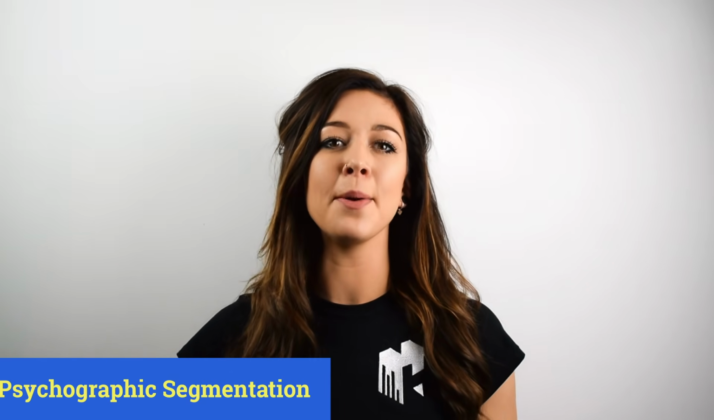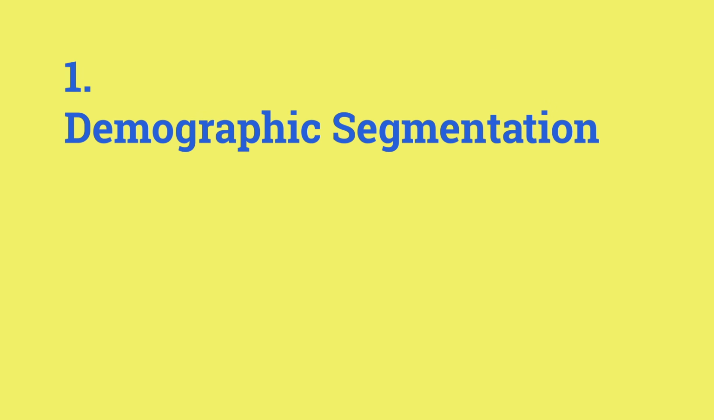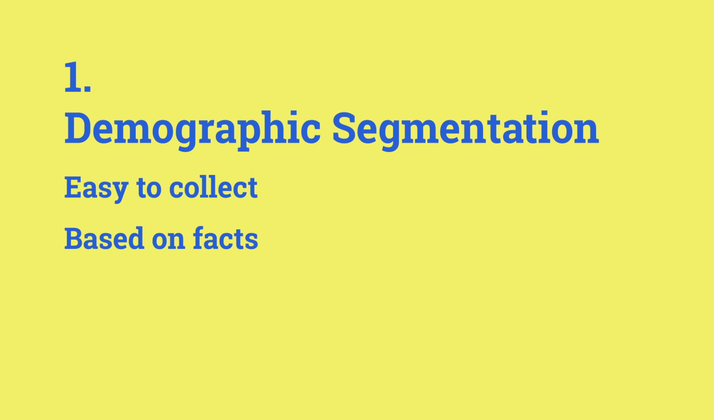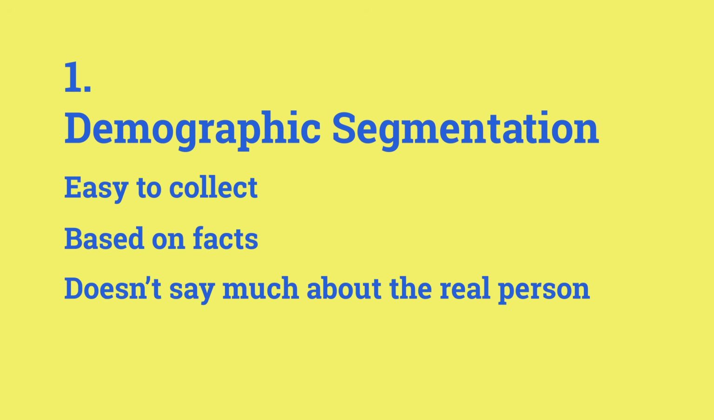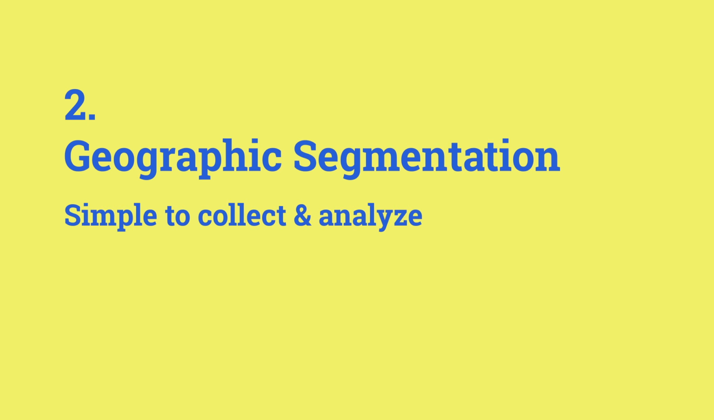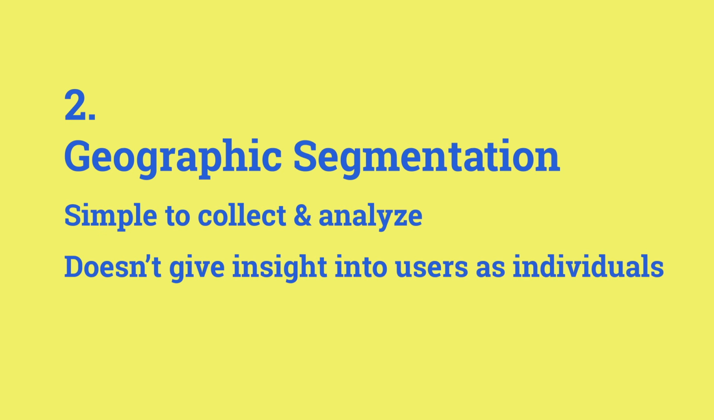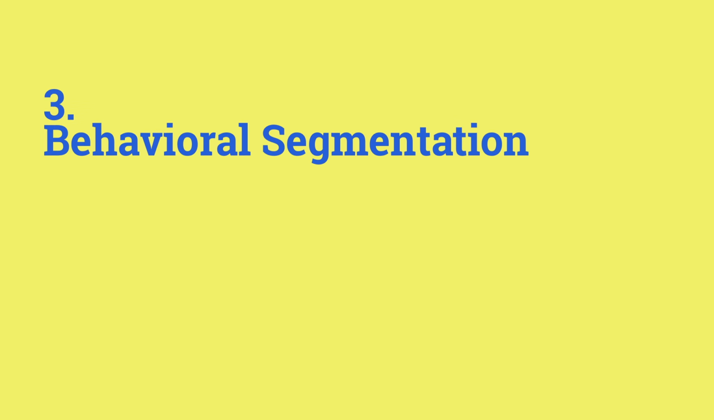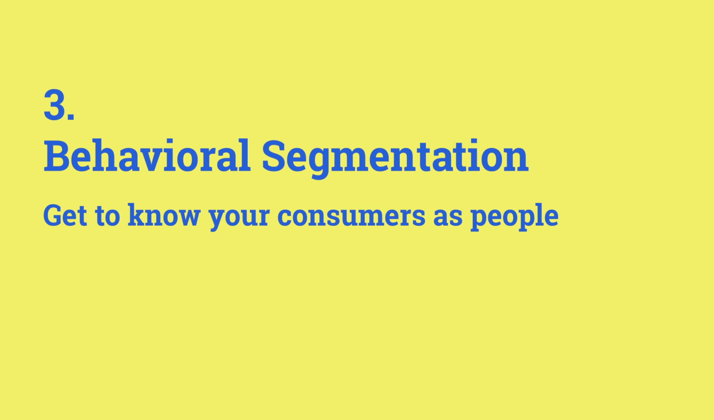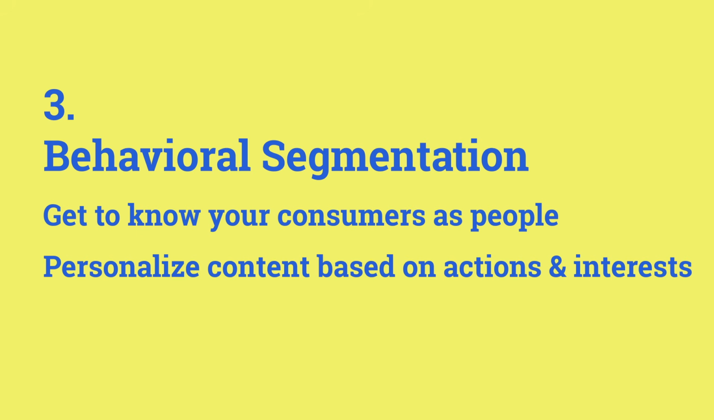So let's recap our main points. Number 1. Demographic segmentation. This data is easy to collect, it's based on facts, but it doesn't tell us much about the real person. Number 2, geographic segmentation. Similar to demographic, geographic information is simple to collect and analyse, but doesn't give us insight into our users as individuals. Number 3, behavioural segmentation. It's one of the best ways to get to know your consumers as people and then personalise content based on their actions and interests. Number 4, psychographic segmentation.